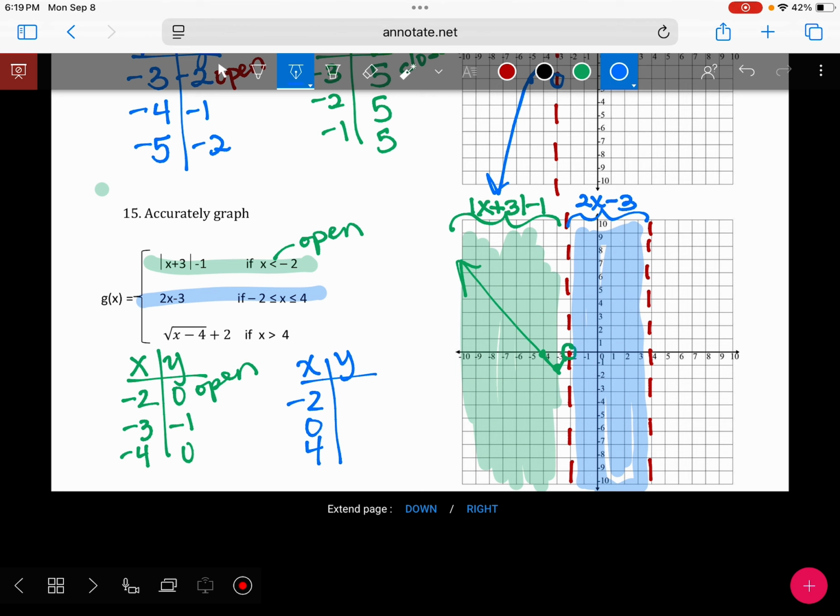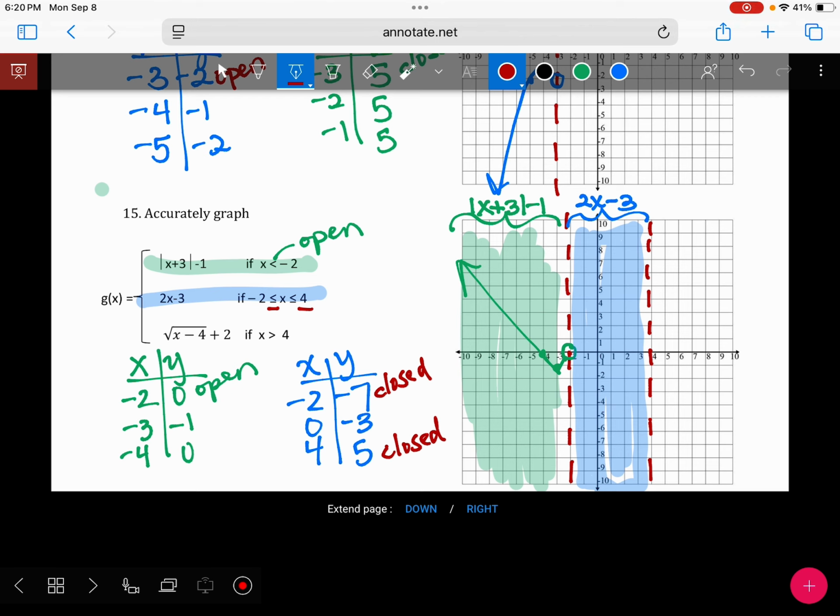So for this first one, I have 2 times -2, which is -4. -4 minus 3 is -7. 2 times 0 is 0. 0 minus 3 is -3. 2 times 4 is 8. 8 minus 3 is 5. Both of these are equal. So all of my points here will be closed.